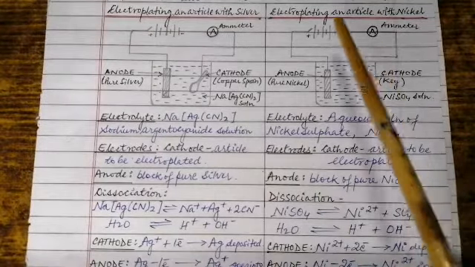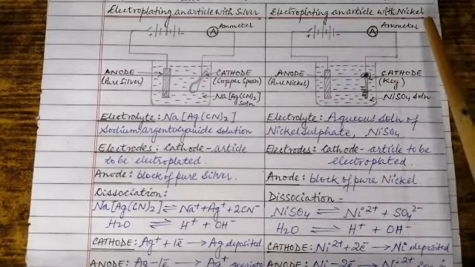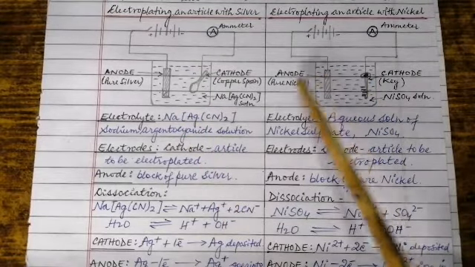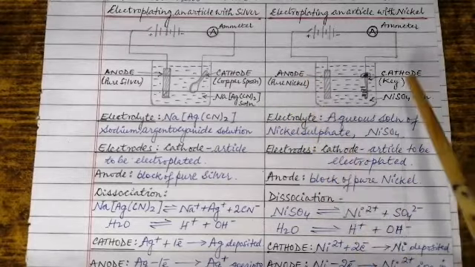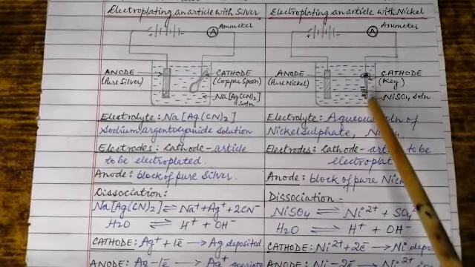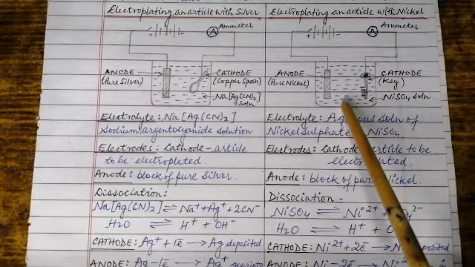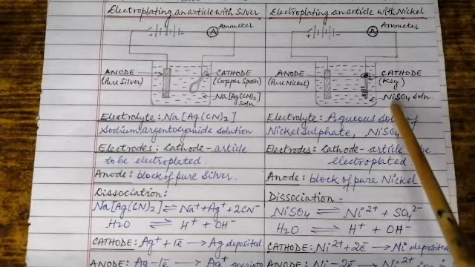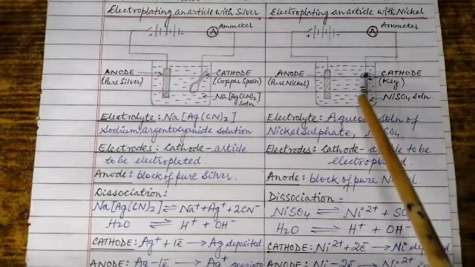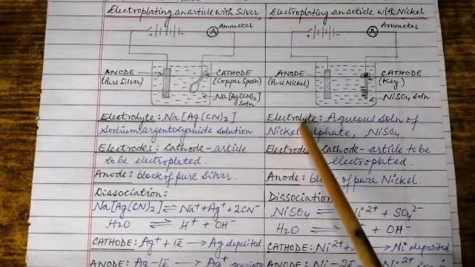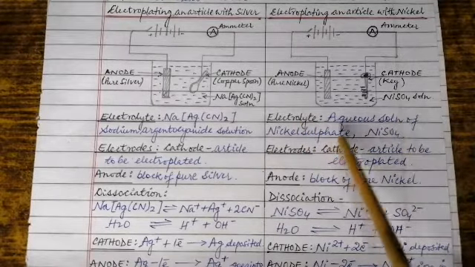Now let us take a quick look at electroplating an article with nickel. Steps are the same. Process is the same. The anode here is made of pure nickel, and the cathode is the article to be electroplated. So this time I have chosen a key. The electrolyte I choose is nickel sulfate solution. Keep in mind, if you're going to electroplate an article with nickel, the electrolyte must contain nickel ions. So the electrolyte is an aqueous solution of nickel sulfate.